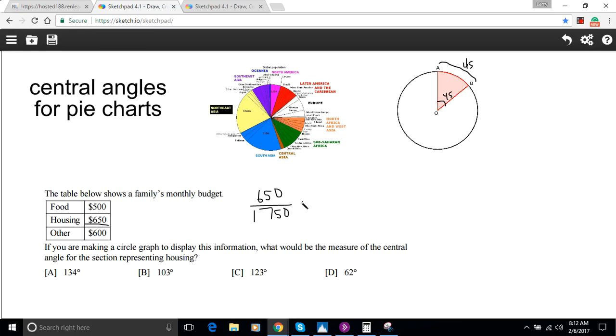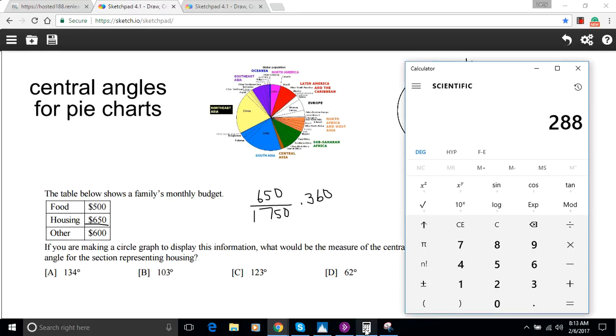That's the fraction that we're going to multiply by the number of degrees in a circle. So this problem comes down to 650 divided by 1750 times 360. Let's try that on our calculator. So 650 divided by 1750 and then times 360. And we get 133.7. Let's call that 134.